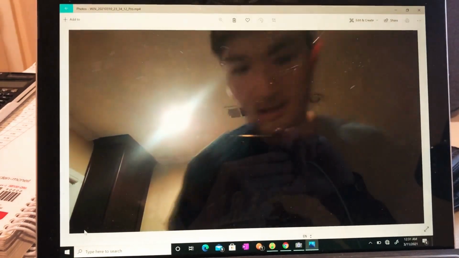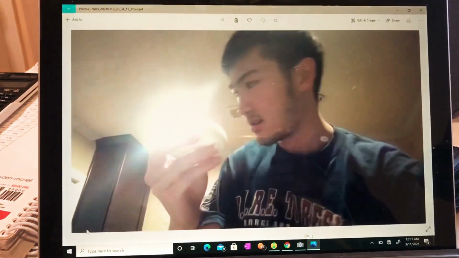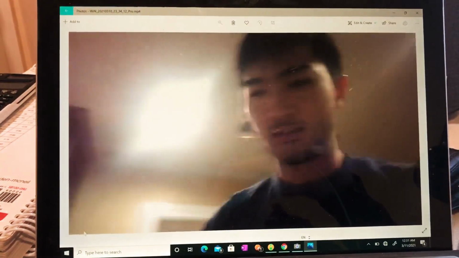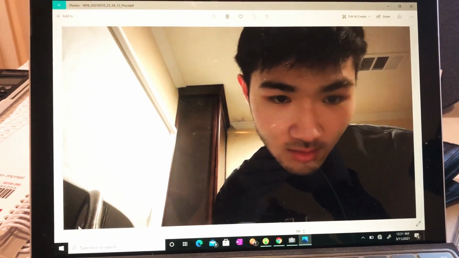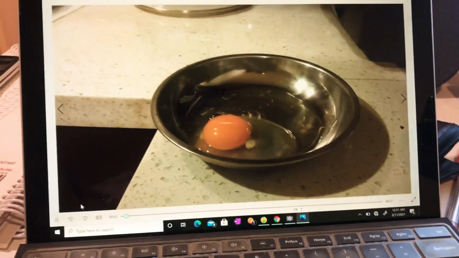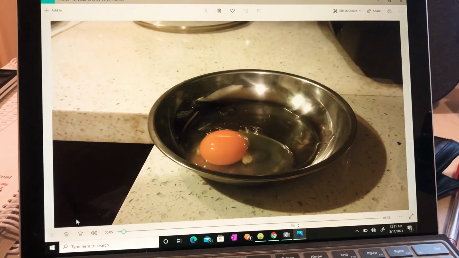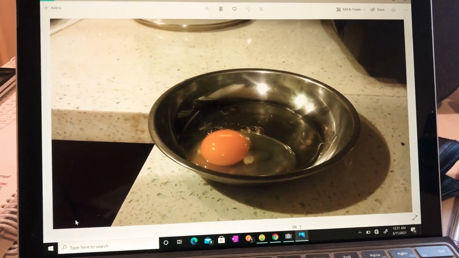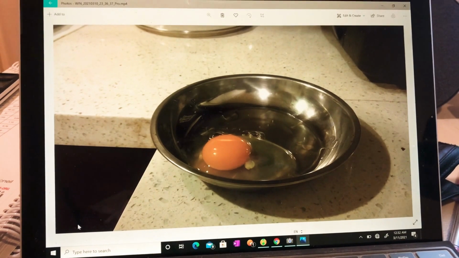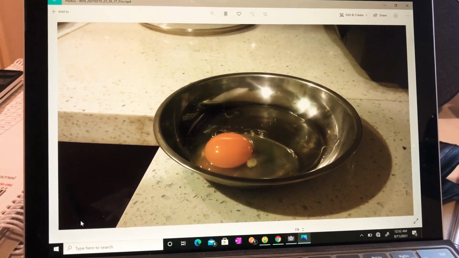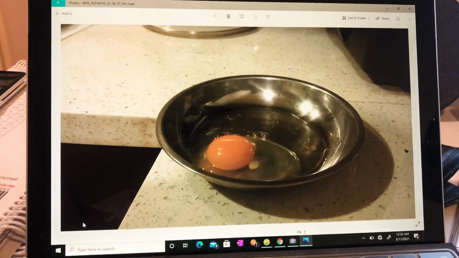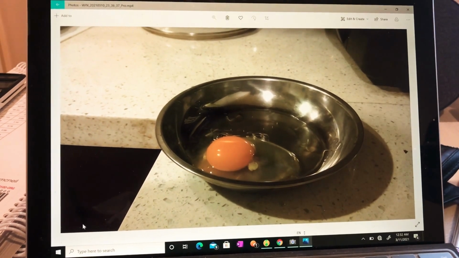Before we start the cooking process, let us take a close look at the structure of the egg. So I'm going to take the egg, bring it over here. We can see there are two distinct structures of the egg. The clear part is the egg white and the orange center part is the egg yolk.